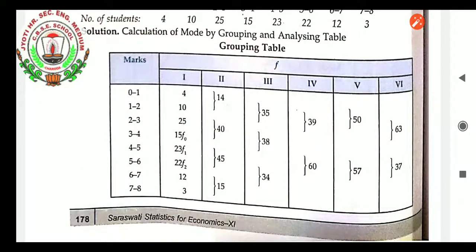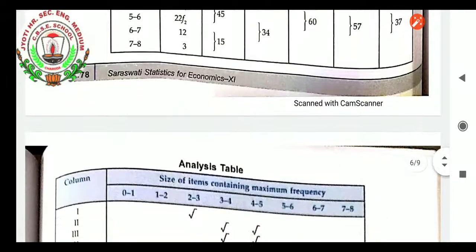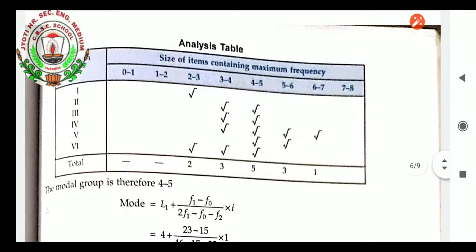How did we get 60? We had paired up 3, 3, no? So the first 3 was 4, 10, 25. How did we get 39? The next was 15, 23 and 22. So 60. How did we get it? 15, 23 and 22 added up. That is the frequency of 3 to 4, 4 to 5 and 5 to 6. Let us see the fourth column, 3 to 4, 4 to 5, 5 to 6. Whether it is ticked. Fourth column, yes, it is ticked. 3 to 4, 4 to 5 and 5 to 6.